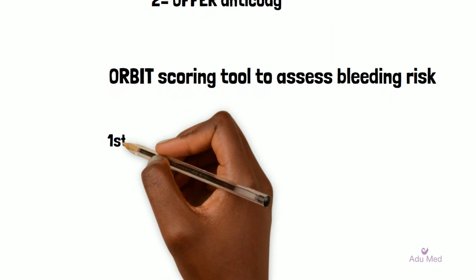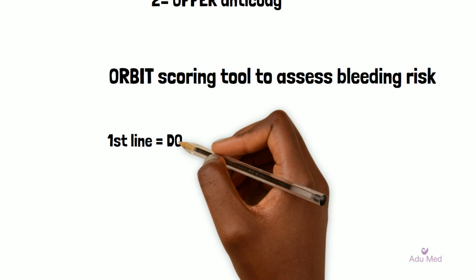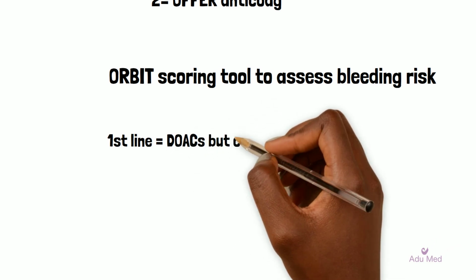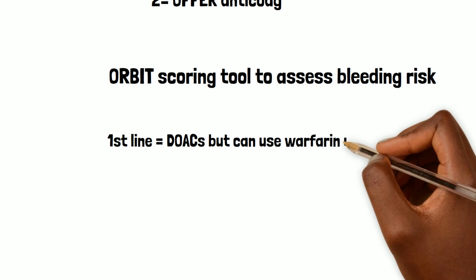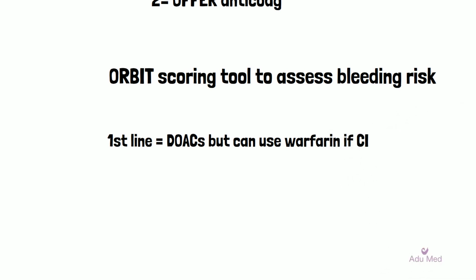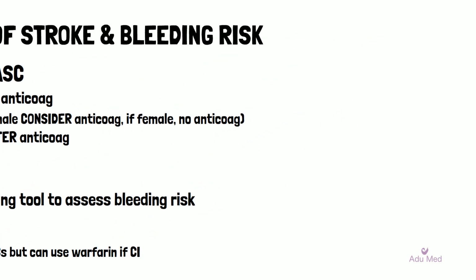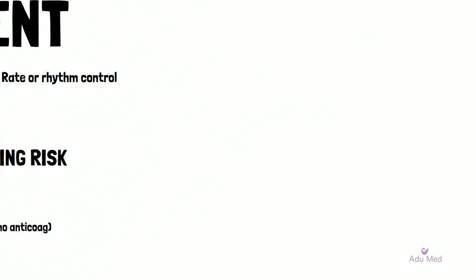When thinking about anticoagulation, first-line anticoagulants are our DOACs, such as apixaban and rivaroxaban, but warfarin can be used if these are contraindicated. Examples include antiphospholipid syndrome and reduced creatinine clearance. After we've looked into the stroke and bleeding risk, the second part of AF management includes making a decision about rate or rhythm control.